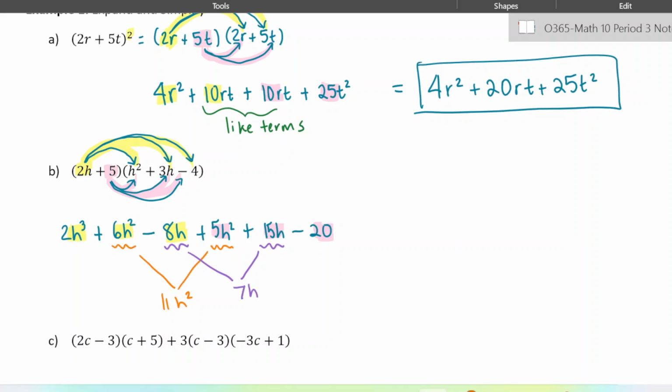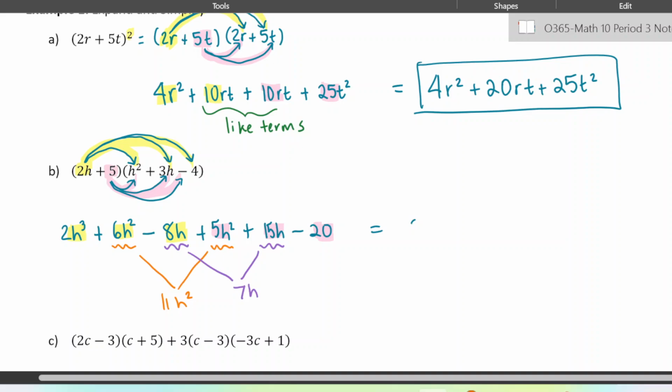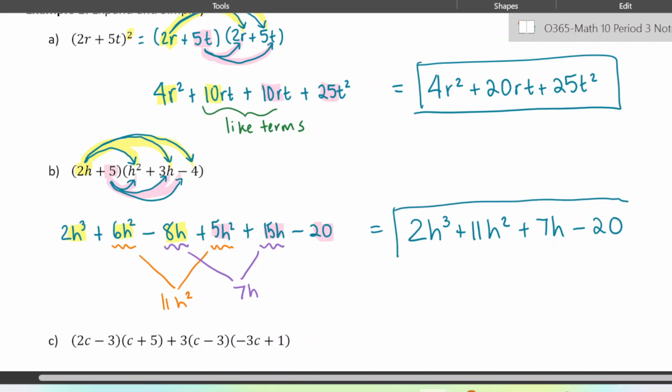So altogether, here's my final answer. We have 2h cubed. That one didn't have a like term. Then we write our h squared term, so we have 11h squared, 7h, and then the minus 20 at the end, that also didn't have a like term with it. Okay, there we go.